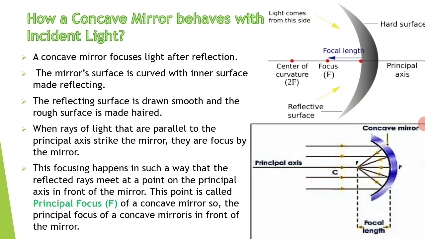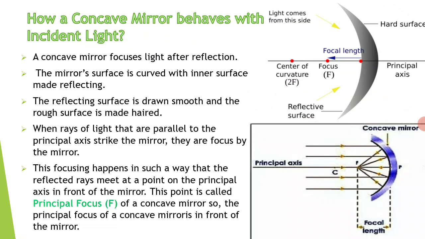Now, how do concave mirrors behave with incident light? As we discussed the behavior of light with convex mirrors, now we'll discuss how a concave mirror behaves with the incident light. A concave mirror will always focus the light, it will not spread the light. So a concave mirror focuses light after reflection.